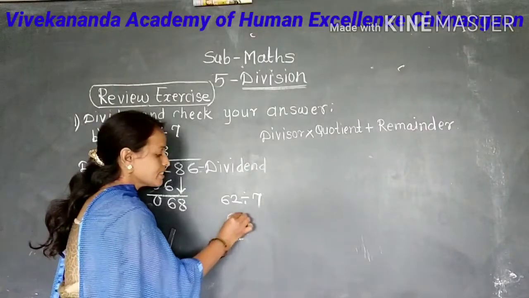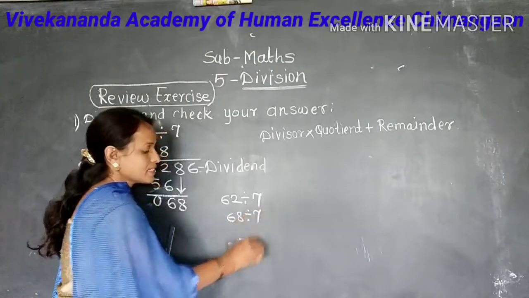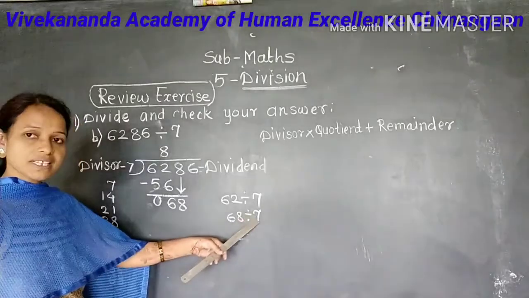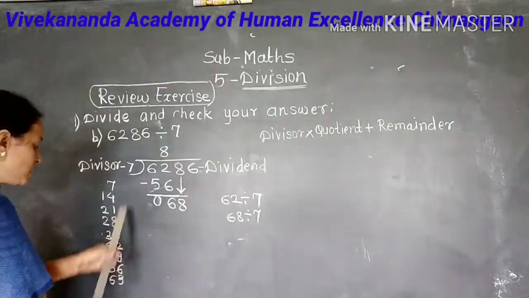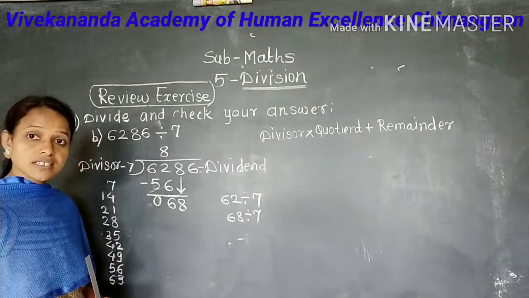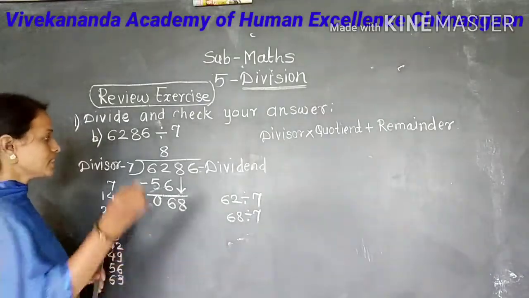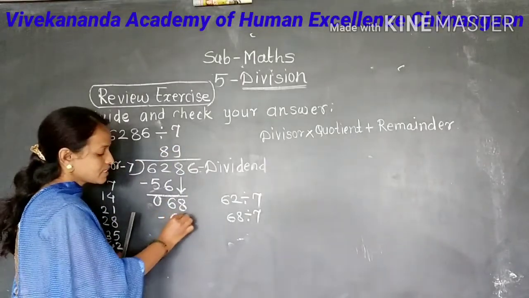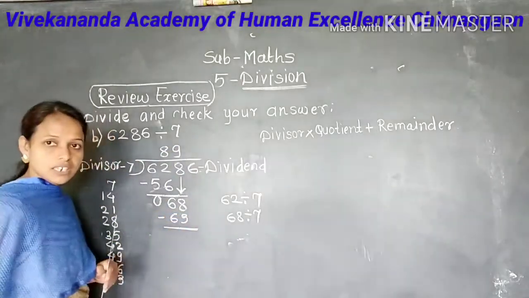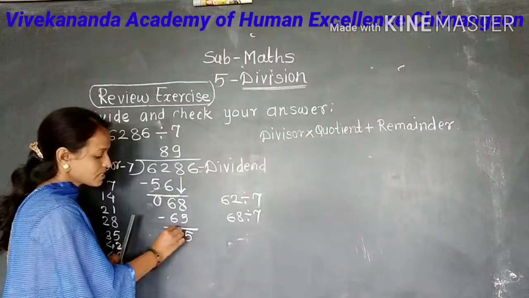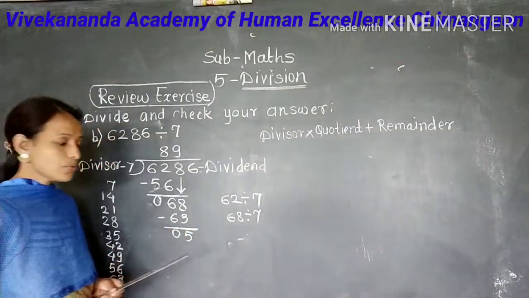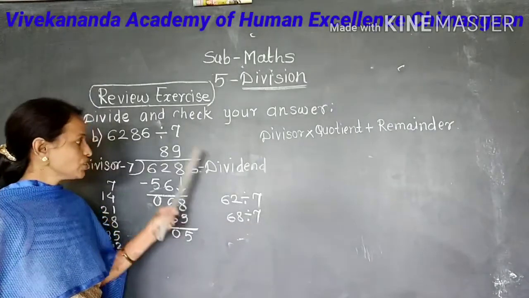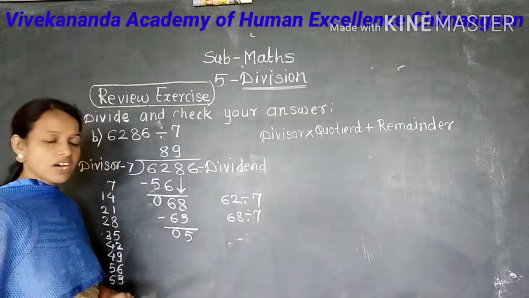Now we divide 68 by 7. Okay, so by dividing 68 by 7, it gives us quotient 9. 7 9s are 63. So 9 is written in the tens place, and we subtract 63 from 68. 8 minus 3, 5. 6 minus 6, 0. So here we divide 68 by 7. It gives us quotient 9 and remainder 5.